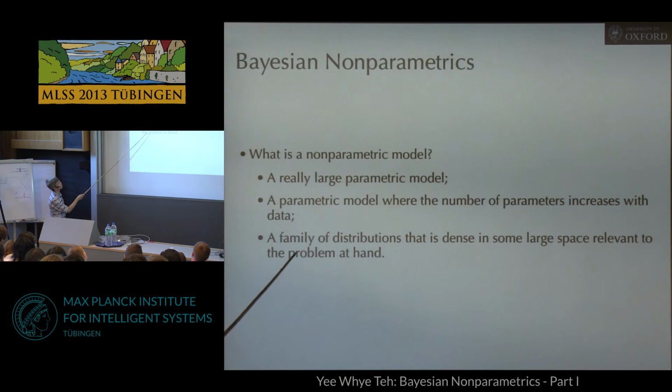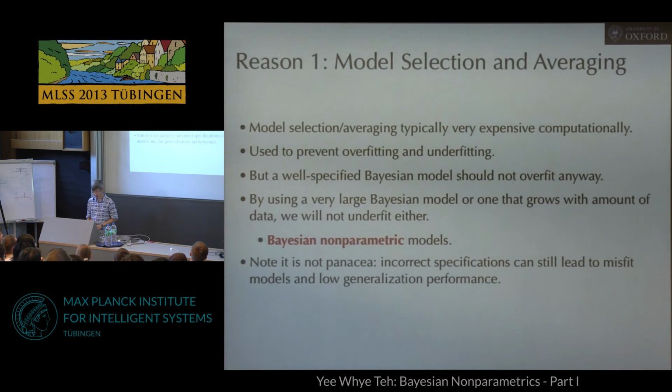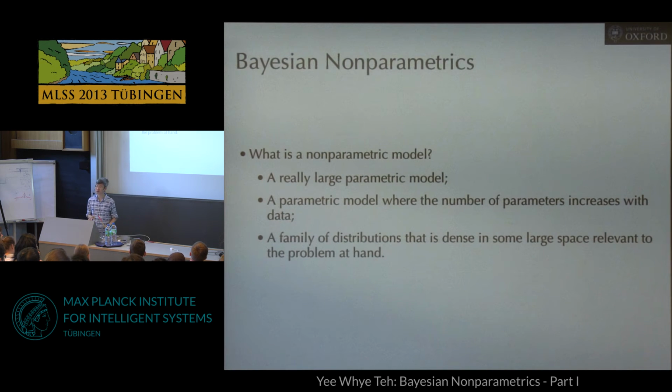A third definition of a nonparametric model is a family of distributions that is dense in some large space that's relevant to the problem at hand. I'll come to that a bit later. The idea is that in many machine learning problems, there's a space of objects that is the natural space in which to think about our problem. Often this space is infinite dimensional. A nonparametric model is basically a model that can span this whole infinite dimensional space. So those are the different possible definitions of what a nonparametric model is.